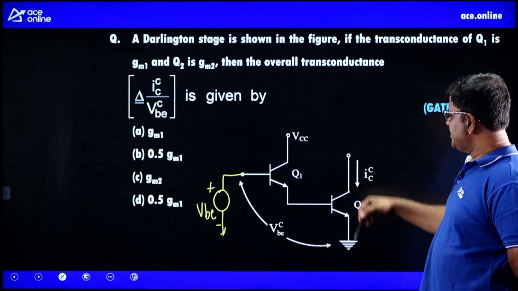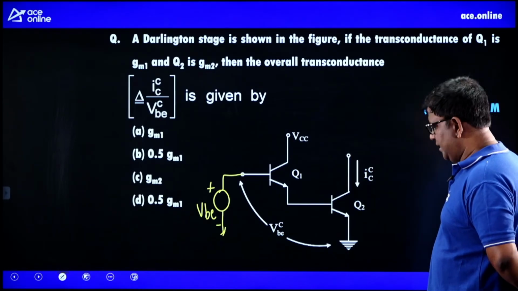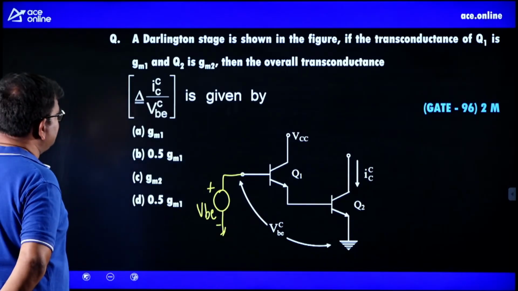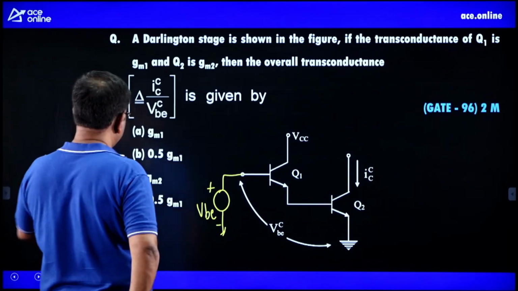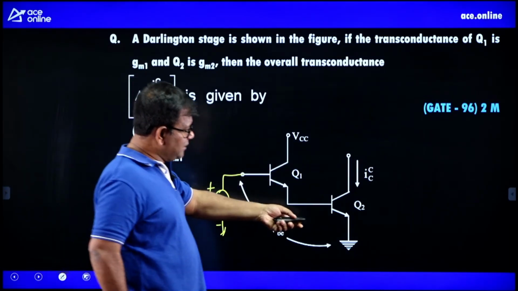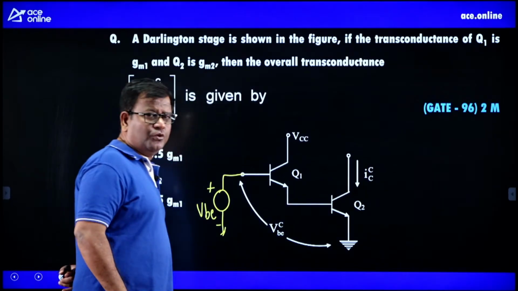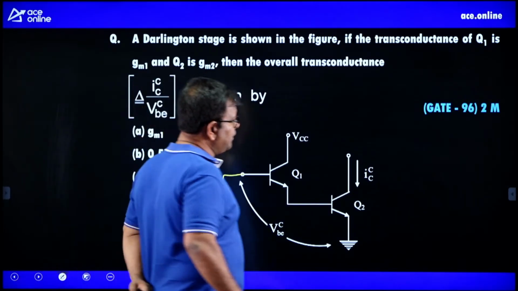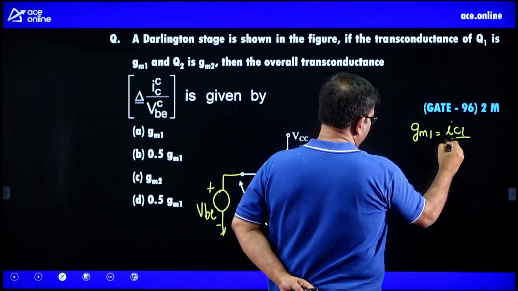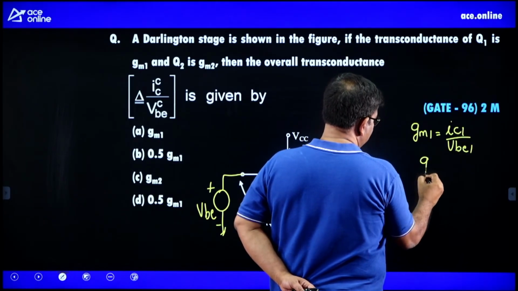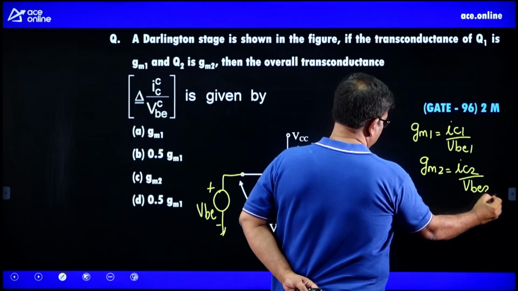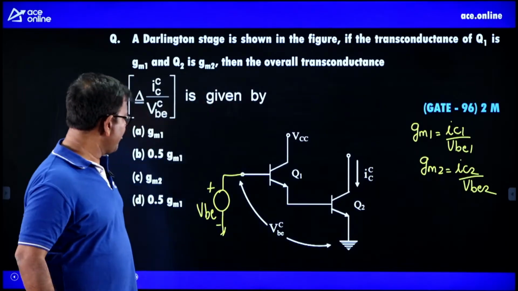Now these are the 4 options given, but how do we solve this? And what is GM1 and GM2? GM1 here is the transconductance of Q1 transistor, and GM2 is the transconductance of Q2 transistor. So let me define GM1 here. GM1 is IC1 by VB1, and GM2 is IC2 by VB2. So how do we solve this?